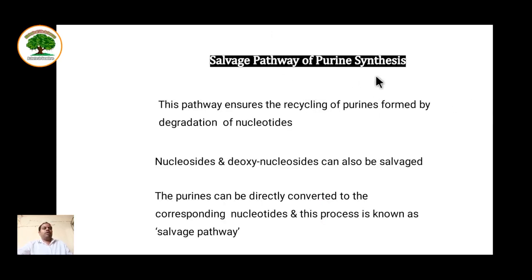Let's see the salvage pathway for purine synthesis. This pathway always ensures the recycling of purines formed by degradation of nucleotides. Now there are a number of cells that are degraded, and this degraded cell has a number of precursors in it, so that is not wasted by the cell. These precursors are taken again and recycled, and new nucleotides are formed. So every time the cell will not waste so much energy in synthesizing new nucleotides, whereas the cell uses the recycled material and forms the new nucleotide. The nucleosides and deoxynucleosides can also be salvaged into nucleotides. The purine can directly be converted to the corresponding nucleotide, and this process is known as the salvage pathway.